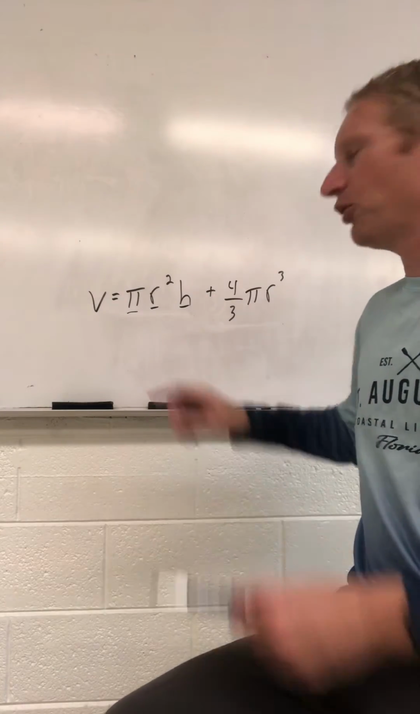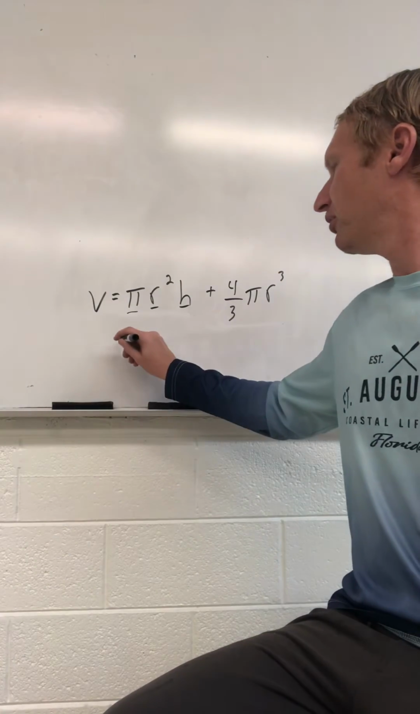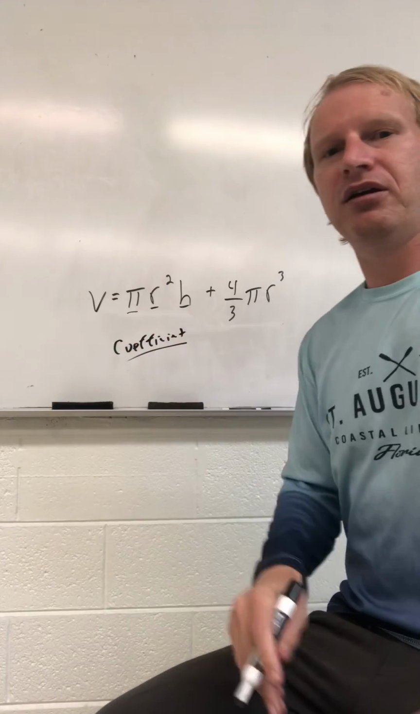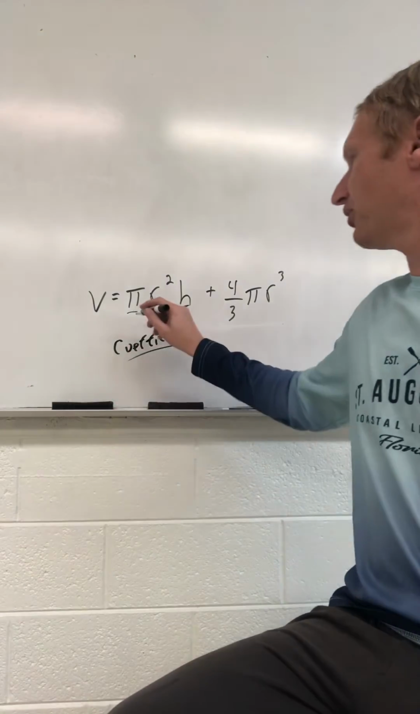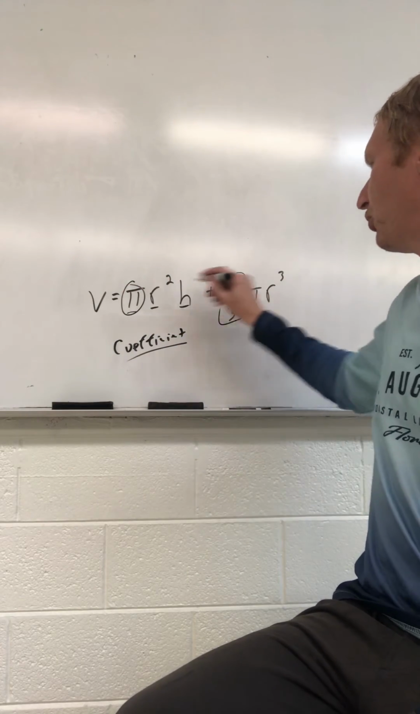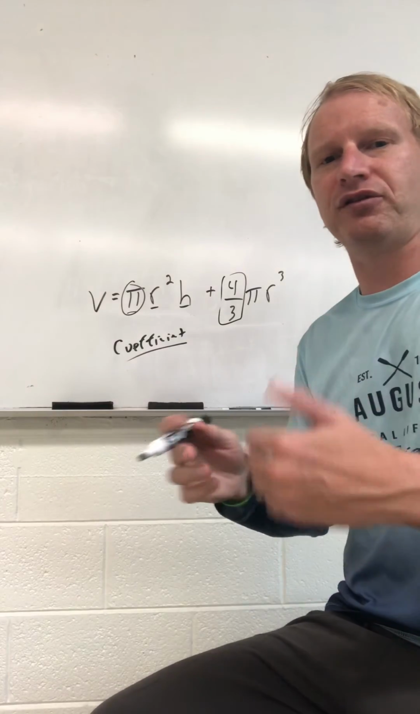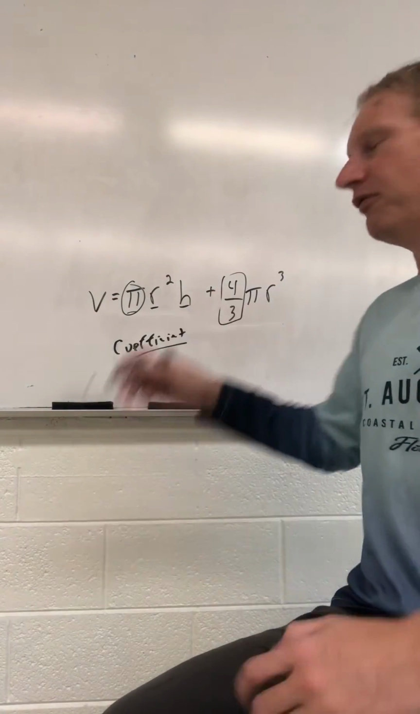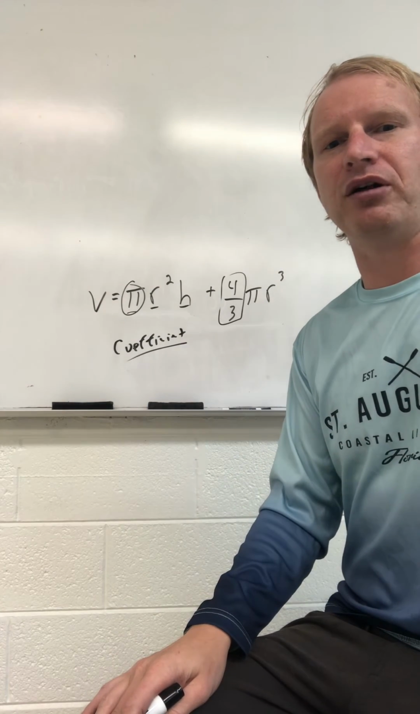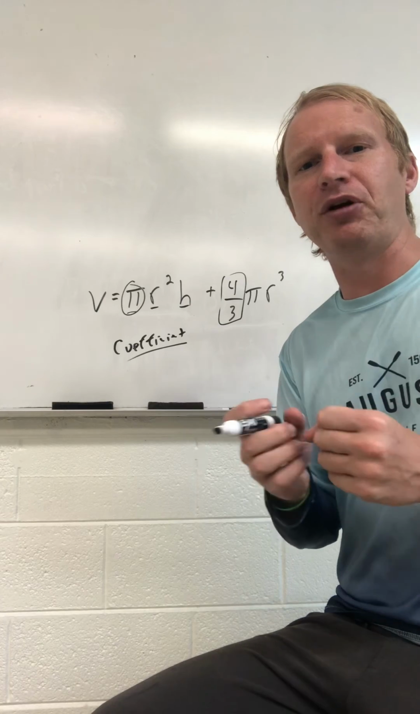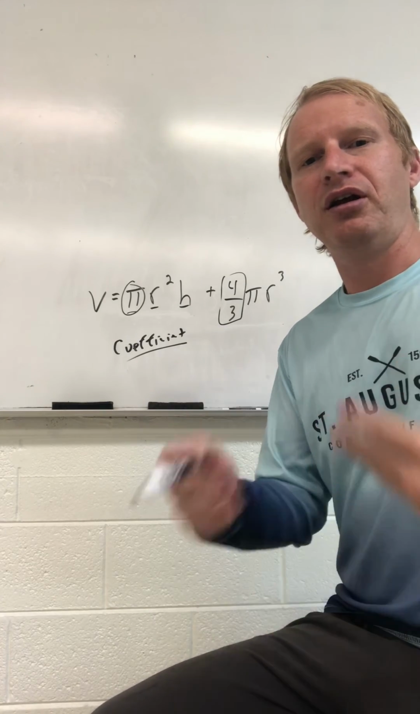Now, another vocabulary word is the word coefficient. The coefficient is going to be the number in front of a variable. So in this case, the coefficient is pi, and then this coefficient is 4/3. So we have coefficients in front of each term, pi, which is about 3.14, and then 4/3, which is a number as well. So those are a few of the vocabulary words that you're going to have to become familiar with as you go about learning and studying algebra.